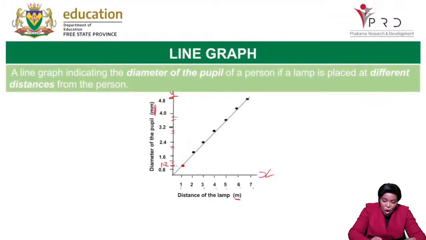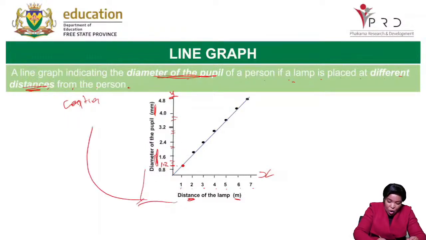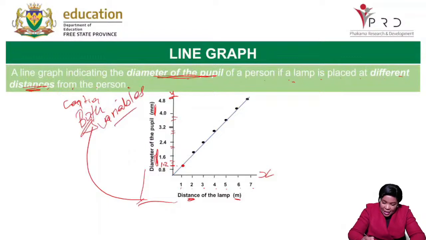But you must also put a heading, the caption. A line graph indicating the diameter of the pupil of a person if a lamp is placed at different distances from the person. So you see, it has the distance. It also has the diameter of the pupil. In your heading, you must have both variables. So you see, then you are done. You will get a mark for writing the TLCSP.